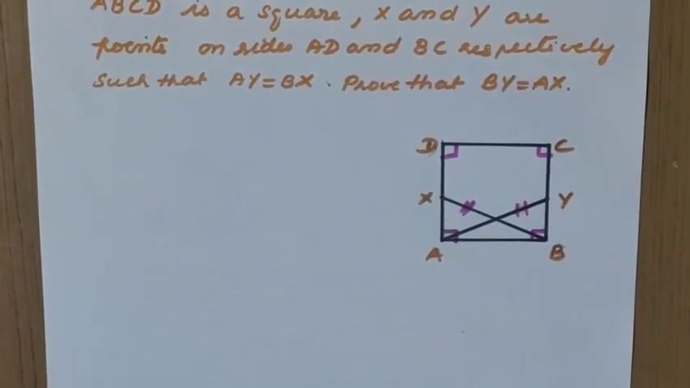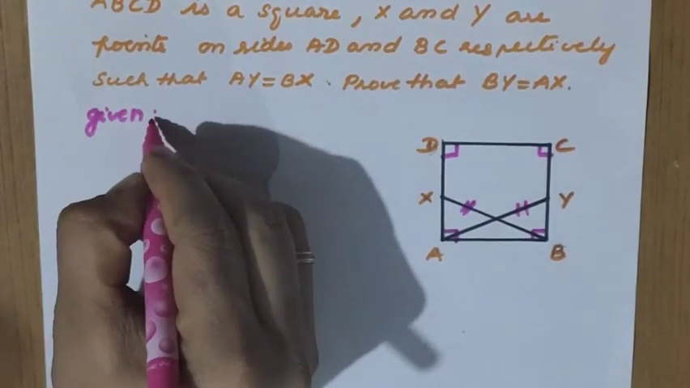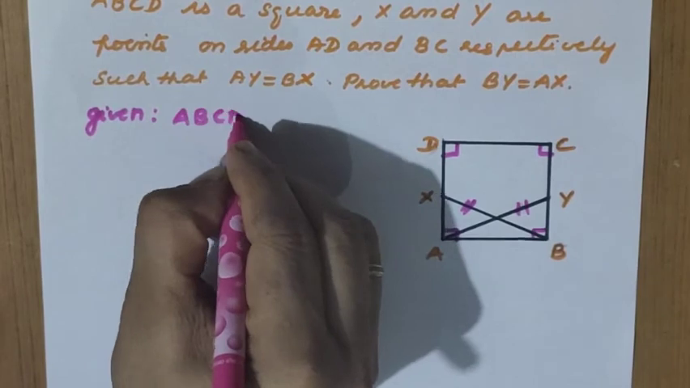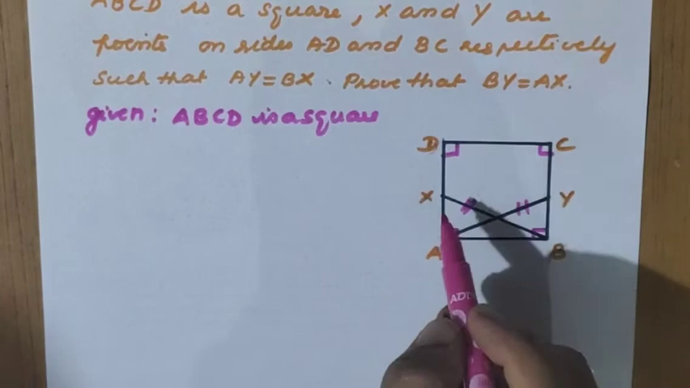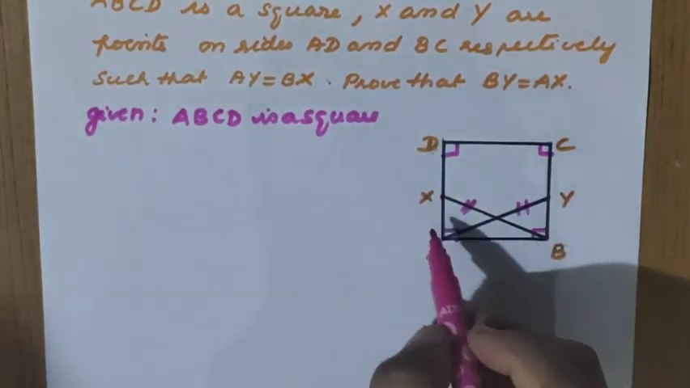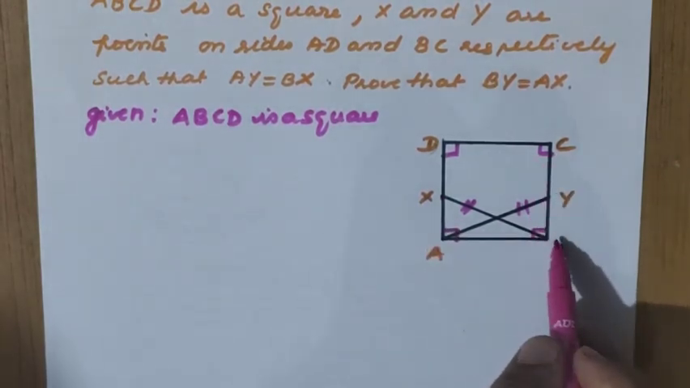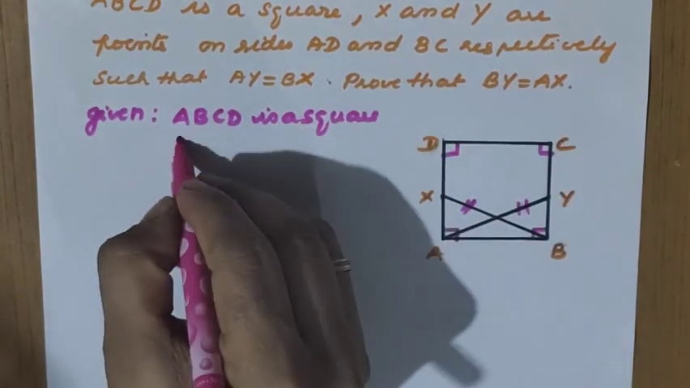ABCD is a square. X and Y are the points on the sides AD and BC respectively, such that AY equal to BX. Prove that BY equal to AX. So what is given in the question? ABCD is a square. Okay, we will write like that only. ABCD is a square. X is a point on the side AD. So here we have marked already X, and Y is a point on the side BC. And moreover, what is given? AY equal to BX. So that is only given part for us.